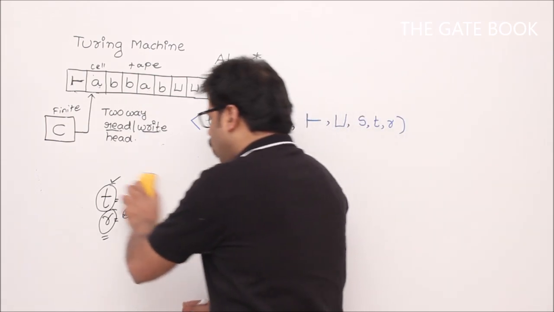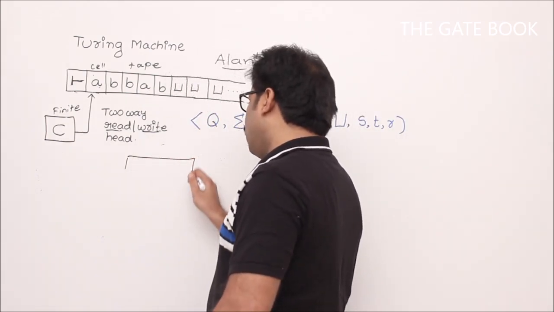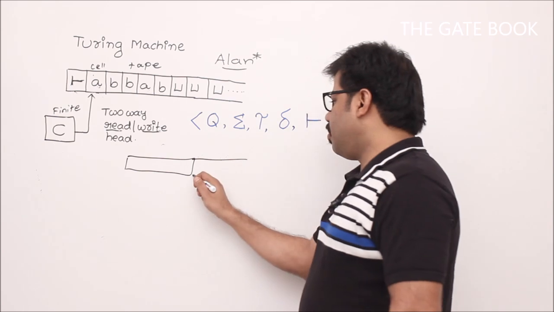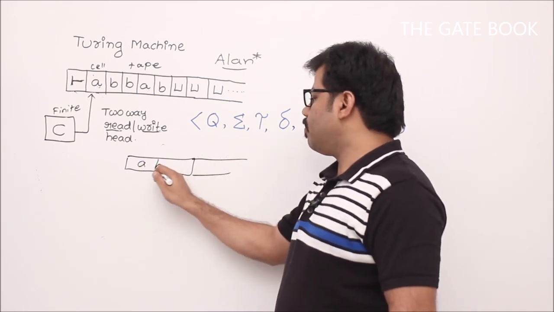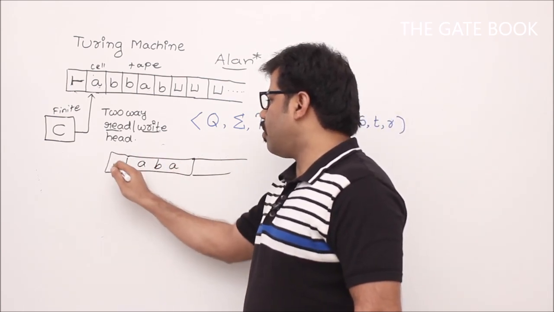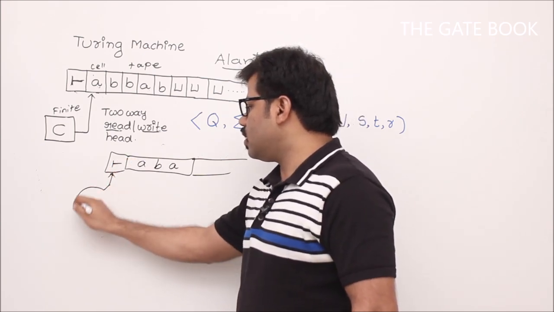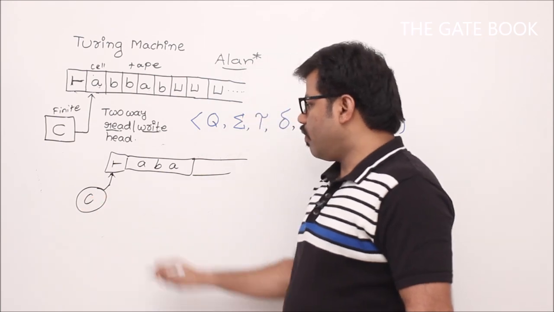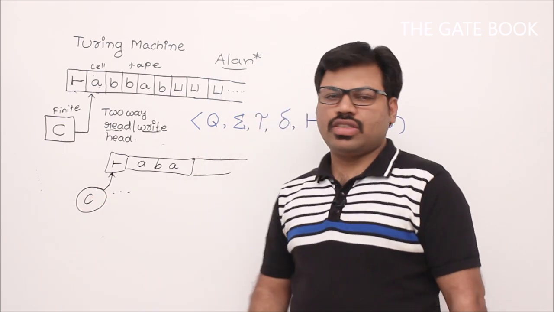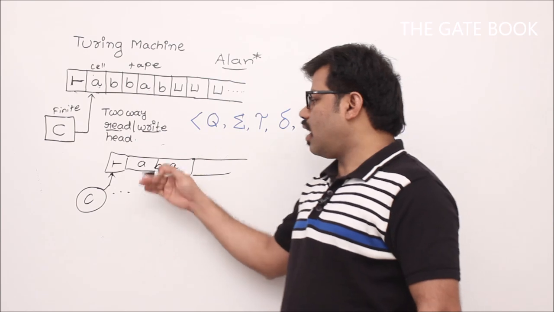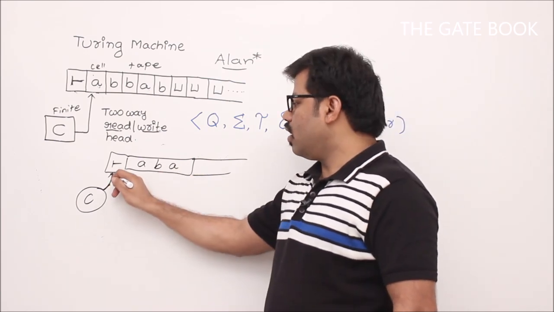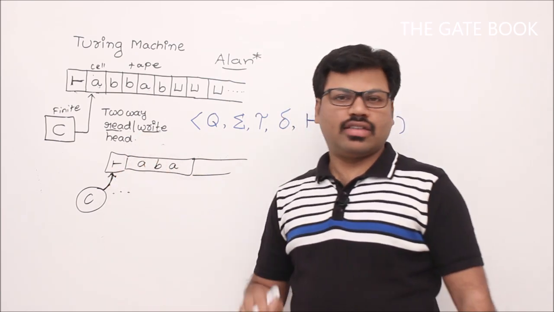Now we'll try to understand with one example. Let's say this is your semi-infinite tape. This is your input ABA. This is your left end marker. Initially we started here. This is your finite control. Now you started running it. You said Turing machine start, then it started running. That means your input output head started reading the symbols.